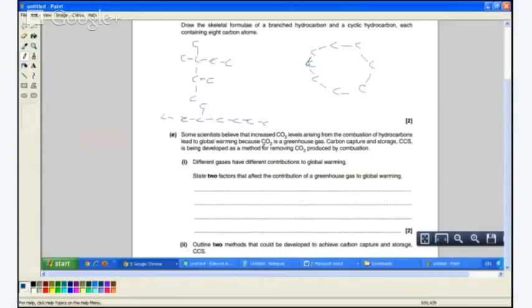Some scientists believe that increased CO2 levels arising from combustion of hydrocarbons lead to global warming. CO2 is a greenhouse gas. Carbon capture and storage (CCS) is being developed as a method for removing CO2. Different gases have different contributions to global warming. So there are 2 factors that affect the contribution of a greenhouse gas to global warming.